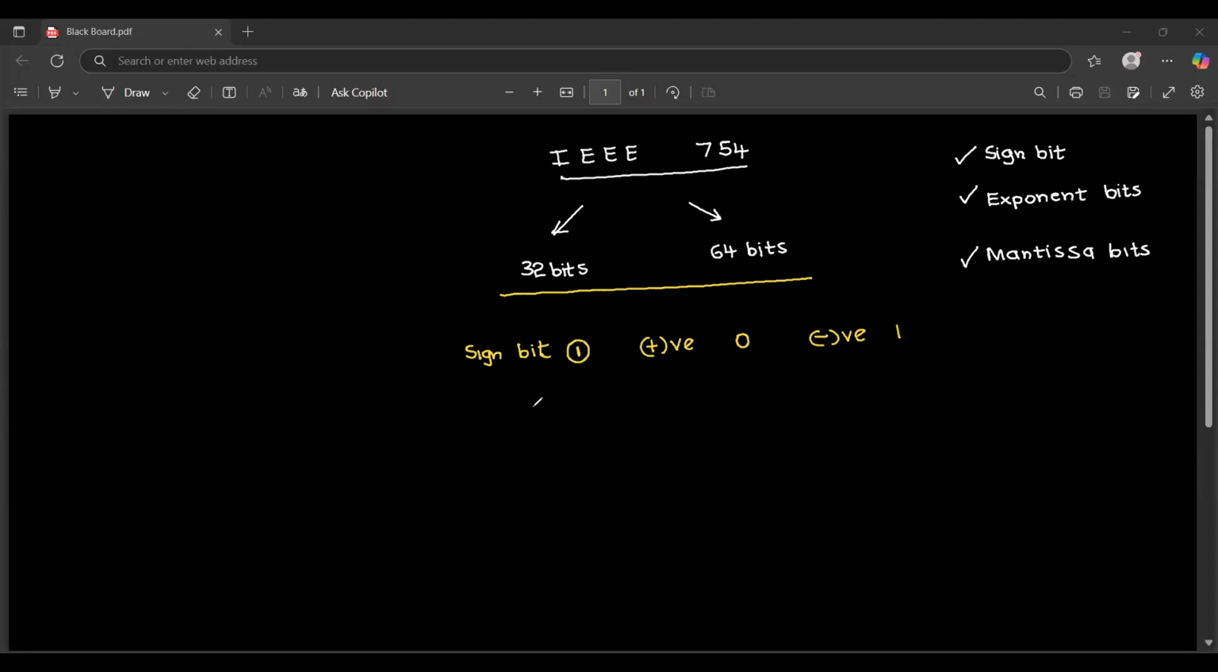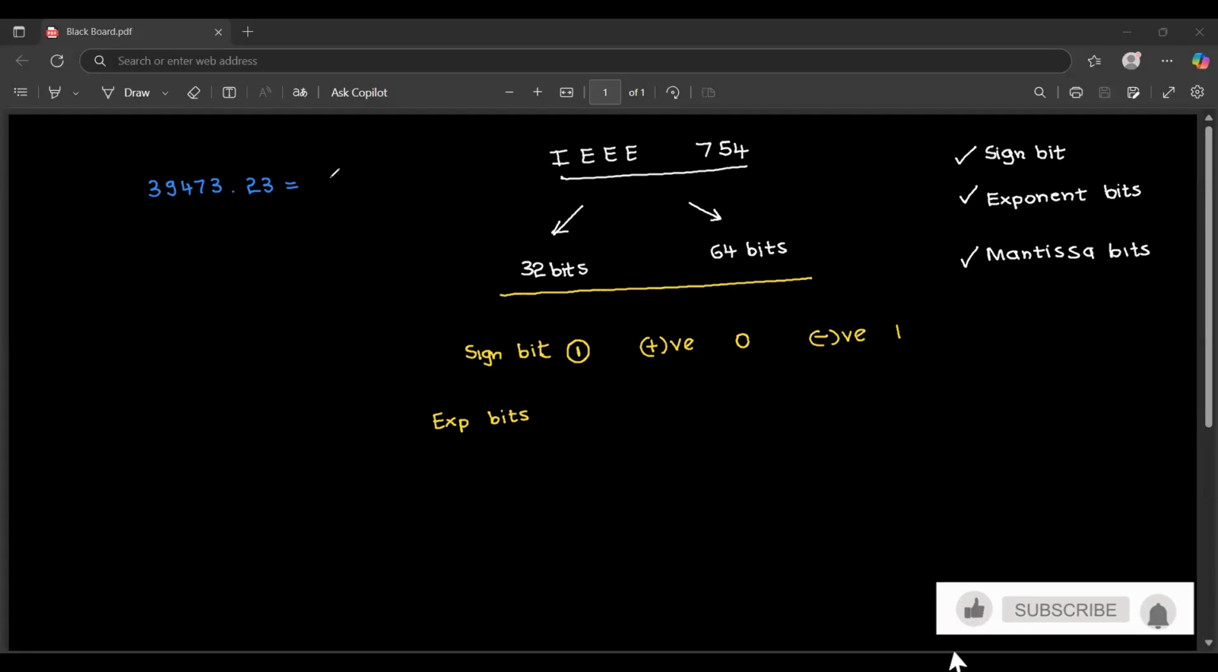So what are the other bits? Exponent bits, I'll just say EXP bits. EXP bits represent the power of the number. So for example, what do I mean by this? Let's say you have a number like 39473.23. You must have studied in your early stages that this can be written in the scientific form or the standard notation.